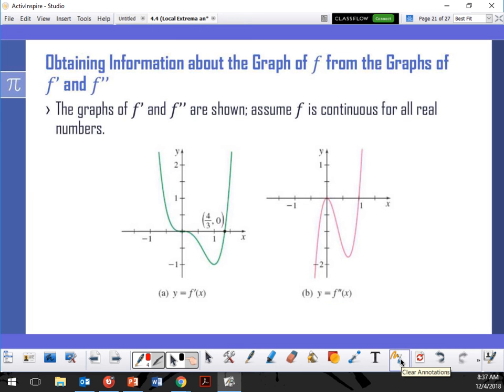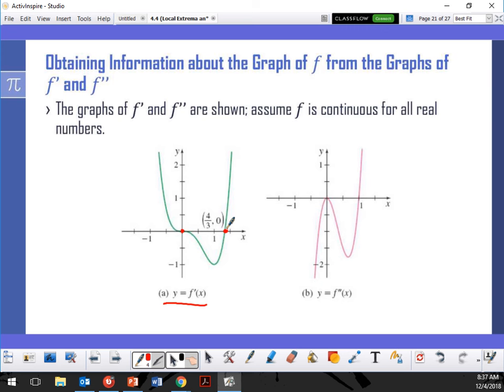All right, the graphs of f prime and f double prime are shown. Assume f is continuous for all real numbers. Okay, so now if this is f prime, what does it actually tell me? Slopes, right? Okay, so now every place that the slope is equal to 0, what does that tell me? It's going to be a min or a max, right? So now I have this, and I have this. Okay, you'll see on this one.